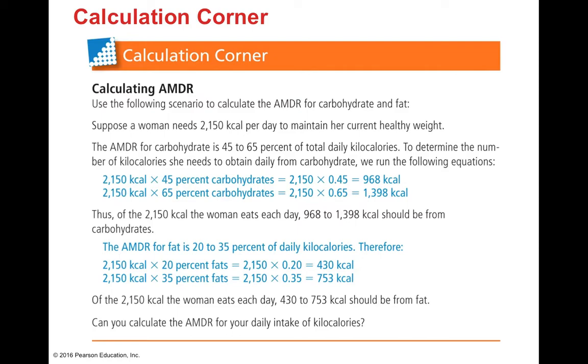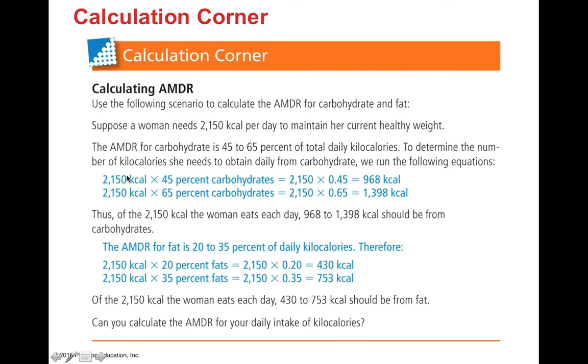Okay, so in order to calculate the AMDR, remember the AMDR is the amount of dietary intake that you'll need from each of these different groups. So if you were to calculate out that you need 2150, right? I needed 2000, but say we needed 2150. Then the amount of carbohydrates that you would need would be somewhere between 45 and 65%. So the lower level will be 45%, the upper level will be 65%.